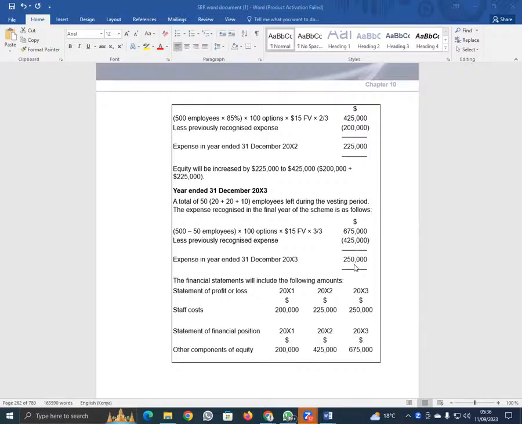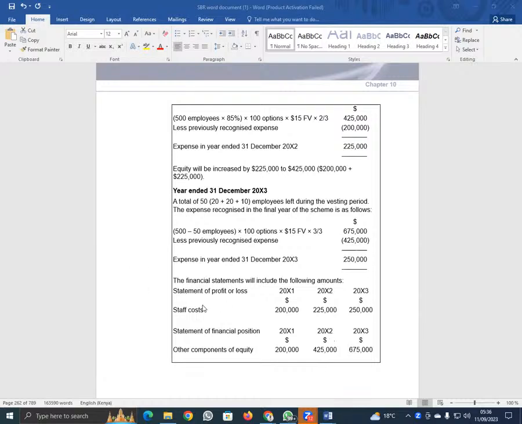And then, of course, the extract, which you examine nowadays, is what they are crazy about. We always ask you about the extract in the income statement. So in the statement of profit or loss, you can see the staff cost is 200,000, 225,000, 250,000. And then, of course, we have the statement of financial position, other components of equity: 200,000, 425,000, 675,000.